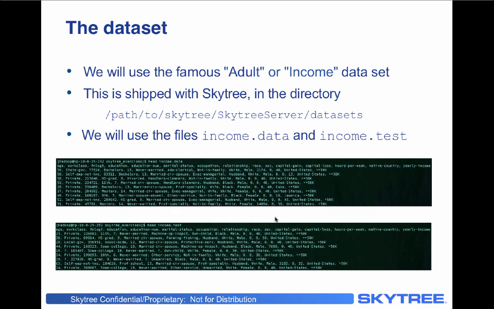So in this exercise, we're going to use the famous adult or income data set that comes from the University of California, Irvine machine learning data sets. This is actually shipped with Skytree, so you don't need to download it. You can find it in the directory called datasets under the Skytree server directory. There are many files in that directory. We will just use the income.data and income.test files.